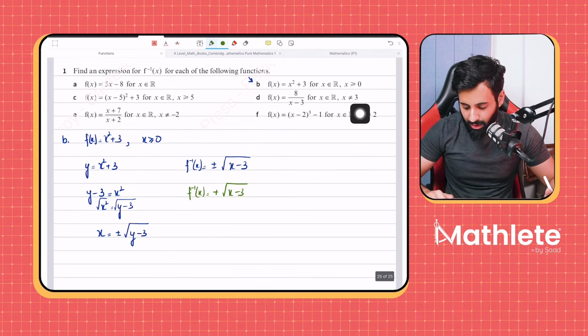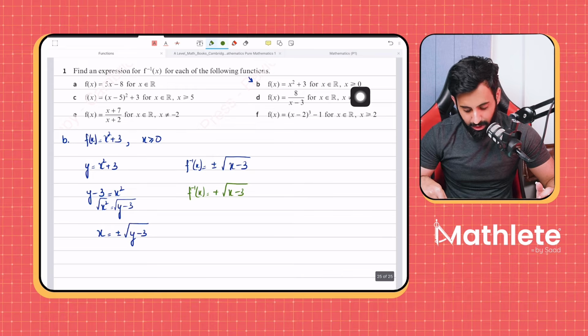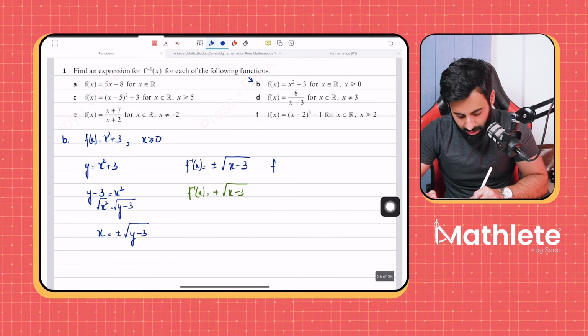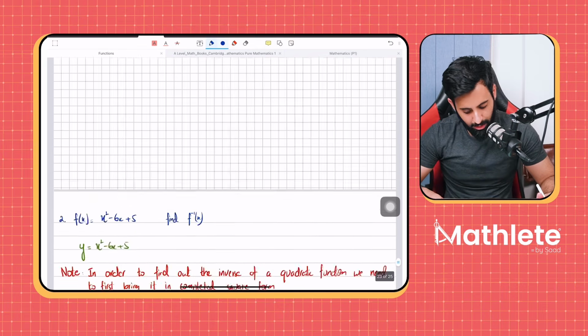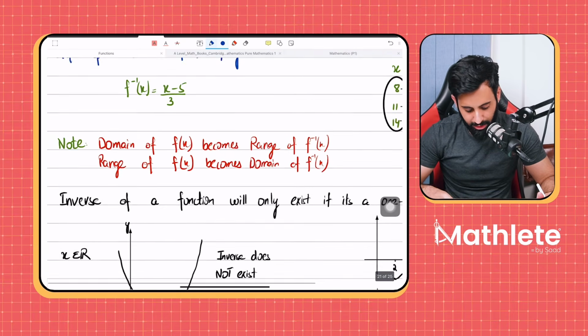I'm just repeating now what I said earlier. If the domain of f of x is greater than or equal to 0, that means this should be the range of the inverse function as well. That means f inverse of x should also be greater than or equal to 0, yeah? What we saw earlier, here, what I've written in red.